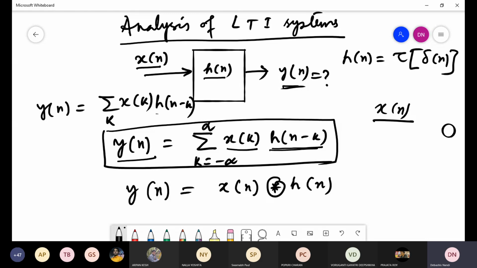Now I want to discuss this convolution in detail. What is convolution? Let us see.